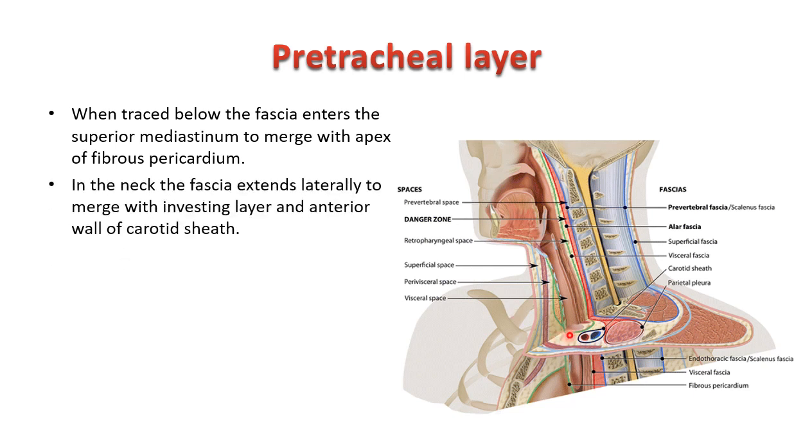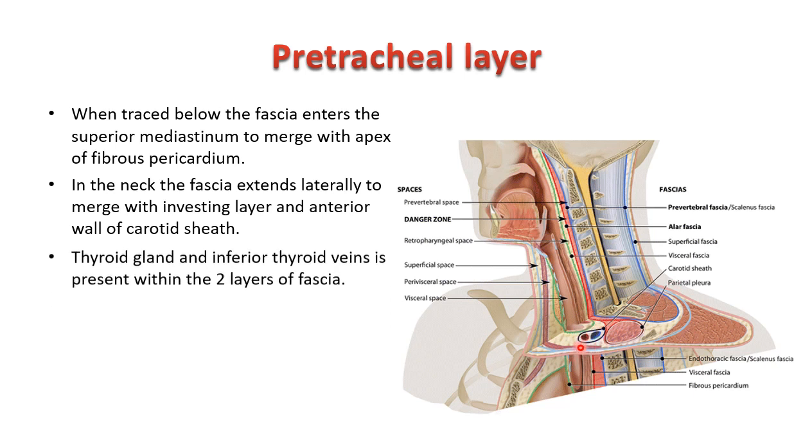Okay, so laterally it also extends, and it might form the anterior wall of the carotid sheath. In the thorax it might be continuous with the fascia covering the apex of the lung, which is called the suprapleural membrane. Laterally it extends to merge with the investing layer, which you are able to see here. So it might merge with this investing layer and contribute to the formation of the carotid sheath.